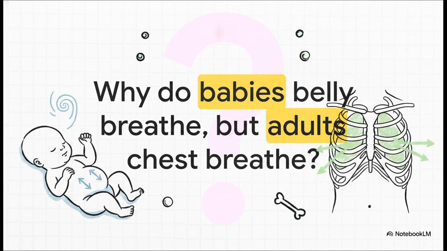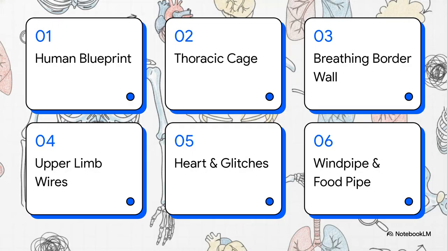As adults, we breathe mostly by expanding our chest cavity. So what's going on there? Why is there such a massive shift in how we physically breathe? Well, stick with me, because as we map out the thorax today, we are going to completely uncover the structural reasons behind this.